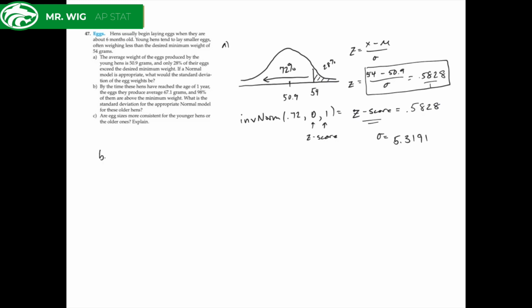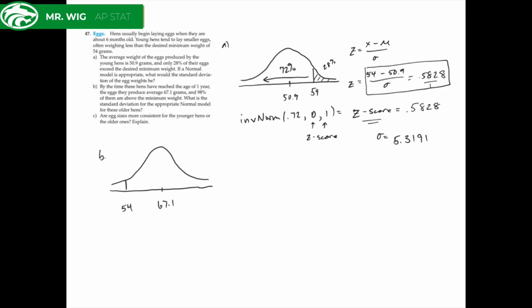Part B. By the time the hens have reached 1 year, they produce an average of 67 grams. So really, this is the same exact question again, but this time it's for the larger hens once they're full grown. So we have 67.1. The acceptable weight is still 54 grams. And the question asks, what is the standard deviation for the normal model for the older hens?